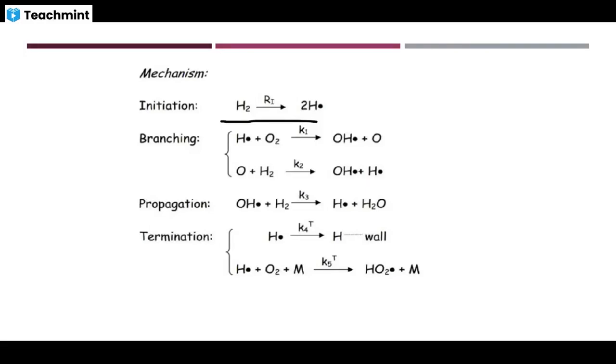Then the H2 feeds this reaction step. The H2 reacts with O2 like that. This is like a cyclic process. They happen again and again.